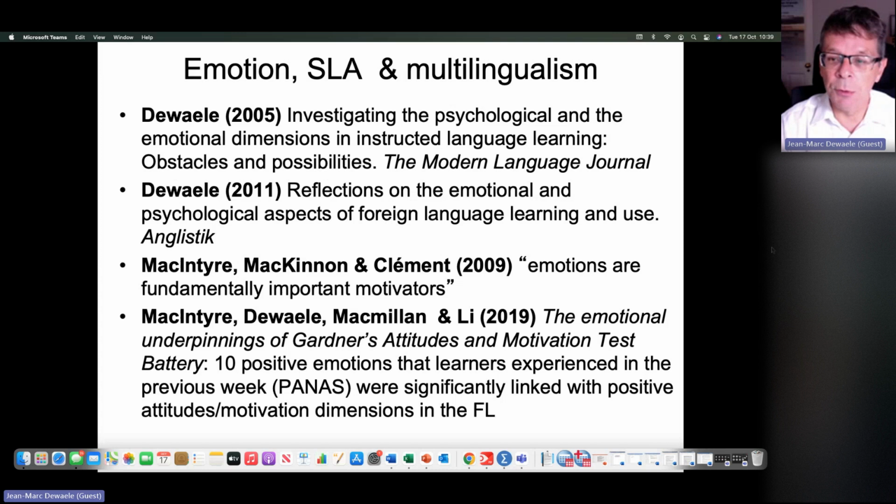So in a paper with Peter and also some colleagues, we linked Gardner's different attitude and motivation dimensions with the PANAS, which is a test that measures 10 positive, 10 negative emotions that participants experienced in the previous week. And we found that how motivated students reported to be was in fact linked to their positive emotions. So we hadn't expected that link because we thought that how you felt in the week, how could that be linked with motivation, which is a much longer term construct? But it was, and it was in fact the first study that specifically linked attitude and motivation dimensions with learner emotions. So we decided that we wanted to do more work in this domain.